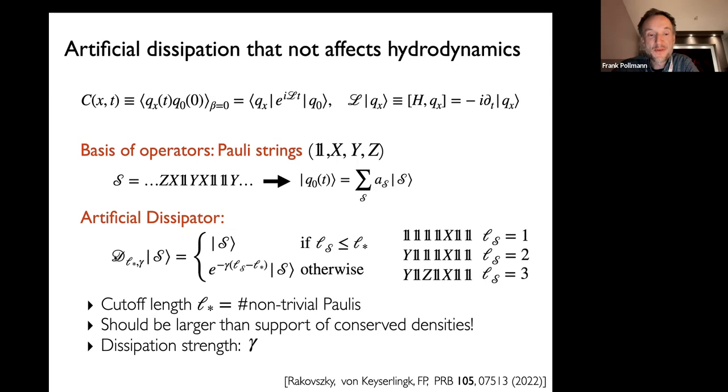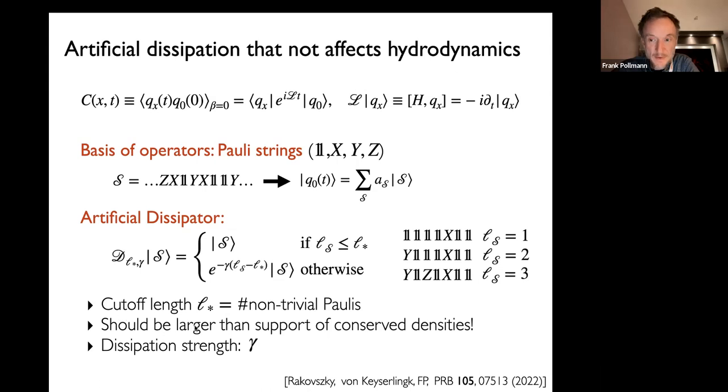Now if we apply the dissipator to a Pauli string, it just gives the string back if LS is smaller than the given L star. If LS is larger than L star, it will have this exponential damping, so it reduces the weight of this Pauli string in the operator. So we have a cutoff length, which corresponds to the number of accepted non-trivial Paulis.